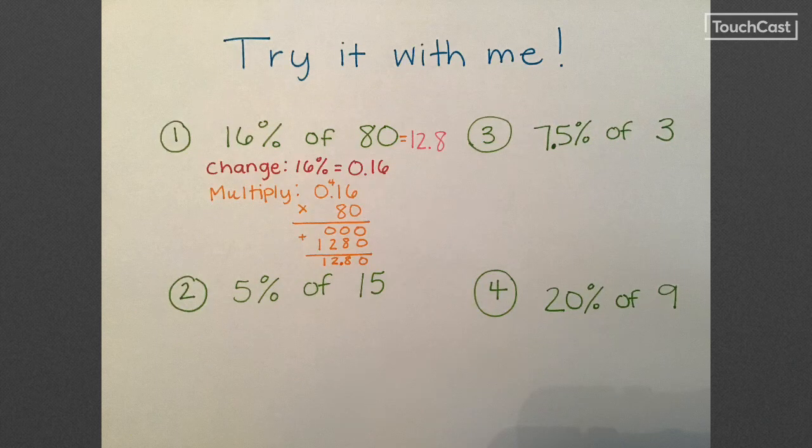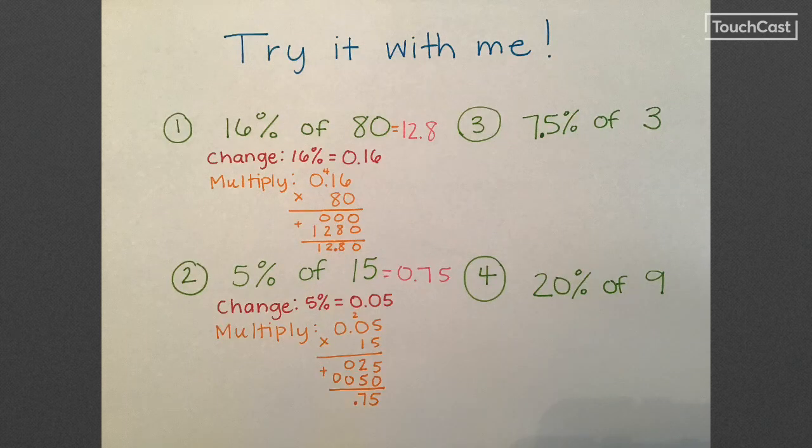For question number 1, we need to change 16% to a decimal. That means it's going to be 0.16. We then need to multiply 0.16 times 80. When we get that, we find that 16% of 80 equals 12.8.